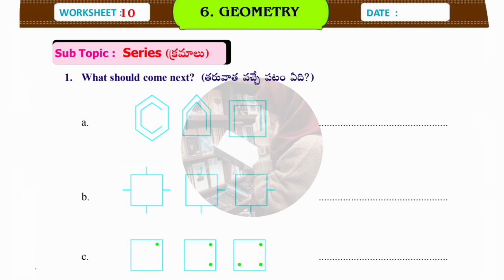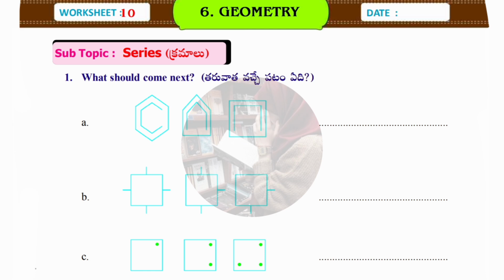Okay guys, let's move on to the next worksheet, that is worksheet number 10. Here the subtopic is series. Okay guys, it's very interesting. Let's have a look at this question, but you need to be very careful while listening to this type of question, otherwise you may miss it.